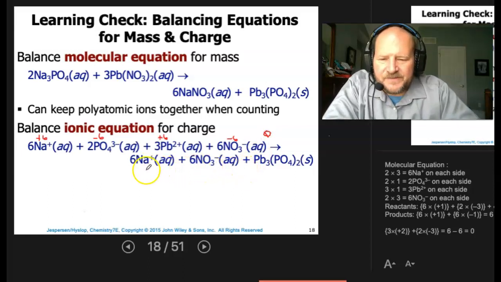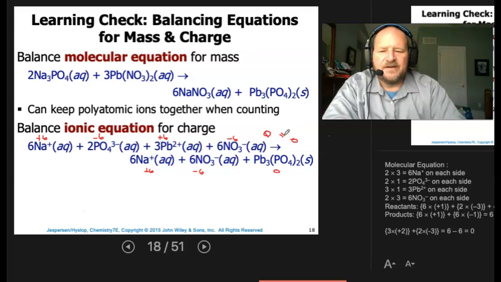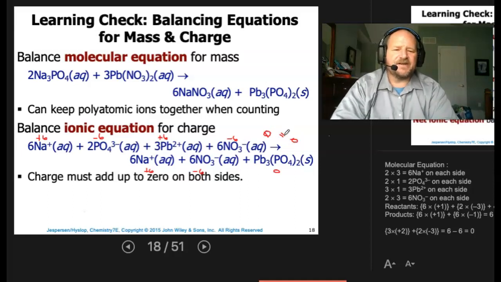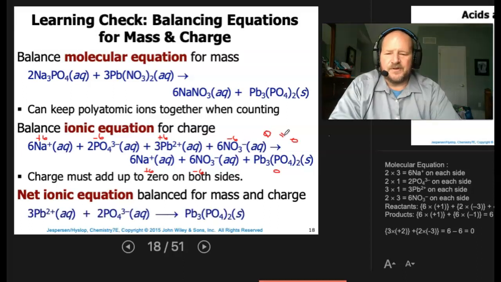For the products, we have 6 plus, so plus 6. We have 6 minus, a minus 6, plus a 0. So plus 6 minus 6, again, the product side is also a 0. So these two then are charge balanced. Okay, so again, in this case, your charges have to end up to 0. Now, your net ionic equation should then be balanced for mass and charge. Okay, so if the molecular equation is balanced and charged, and then the ionic equation is going to be balanced for charge, so will the net ionic equation.